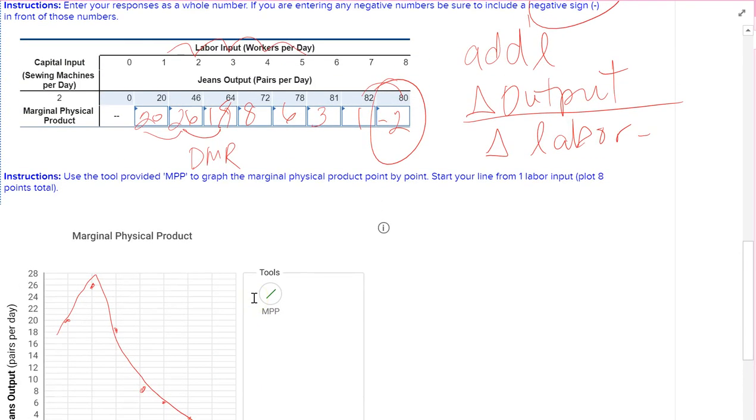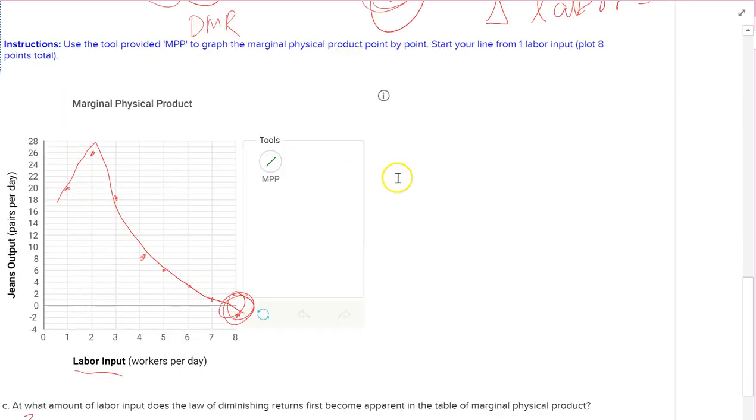Because we're not getting any more increases, right? We're going from 82 to 80. So when we're no longer getting any increases, marginal physical product is -2.